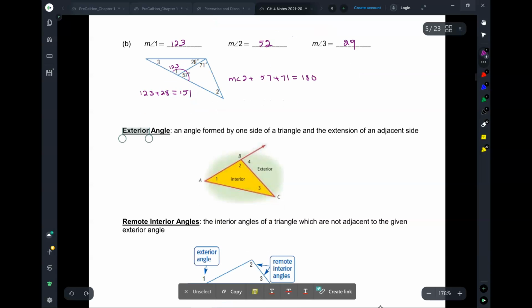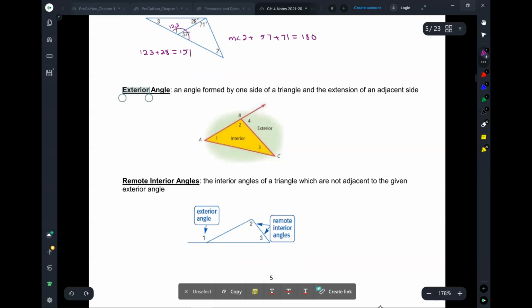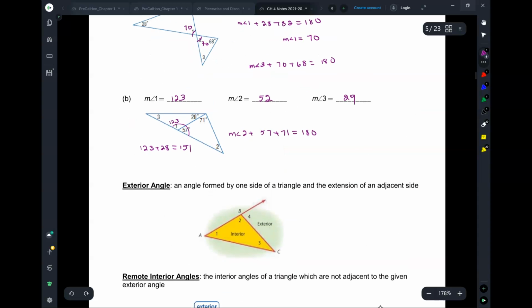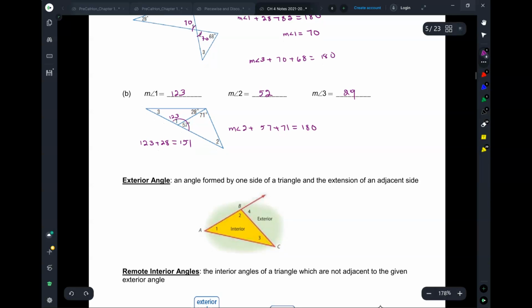Okay. All right. So let's talk about an exterior angle, right? 123 plus 20 is 143, plus 8, 151. Then you do 180 minus 151. Yeah, so those two are 151, and that leaves 29 to make it 180.